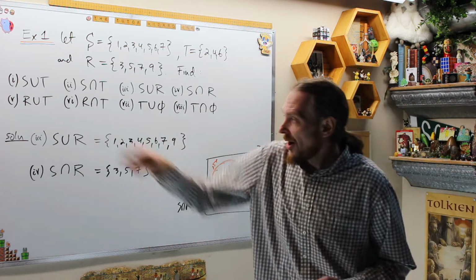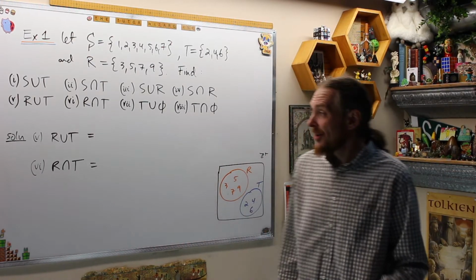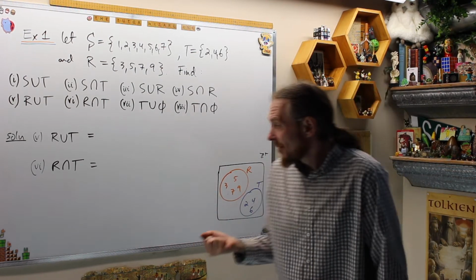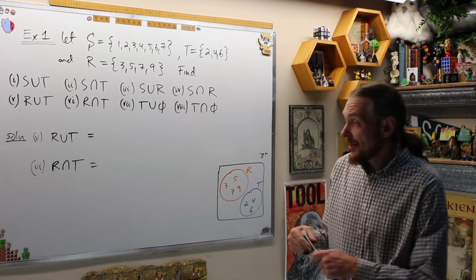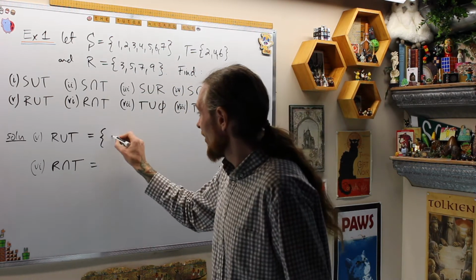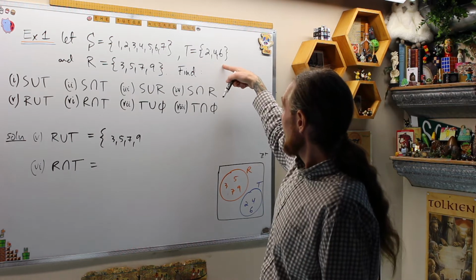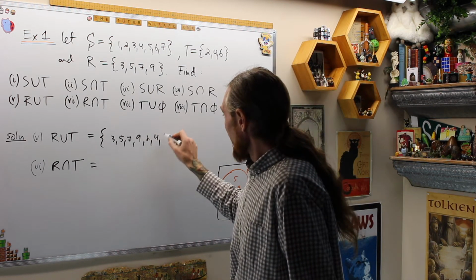Now let's look at R and T. For the next 2, comparing R and T, their union is going to be anything in R or in T. So the easiest way to do this is things in R were 3, 5, 7, 9. And then things in T are 2, 4, and 6.